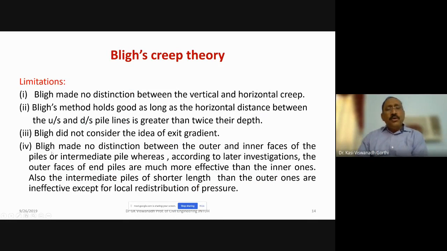Bligh made no distinction between the outer and inner faces of the piles or intermediate piles, whereas according to later investigations, the outer faces of the end piles are much more effective than the inner faces. Also, the intermediate piles of shorter length than the outer ones are ineffective except for local redistribution of pressure. It has been identified later that we need to have the intermediate pile also, and the length of this intermediate pile must be more than the length of the end sheet piles. Otherwise there will be no effect for this intermediate pile except for the local redistribution of pressure.